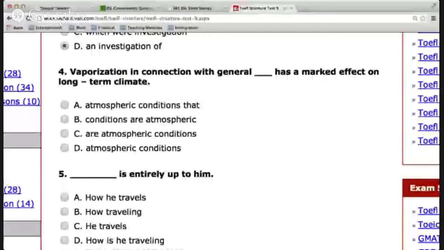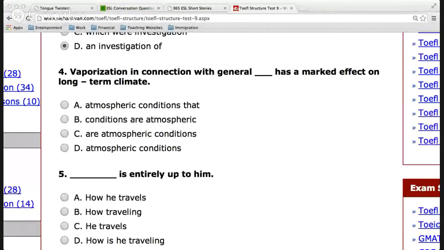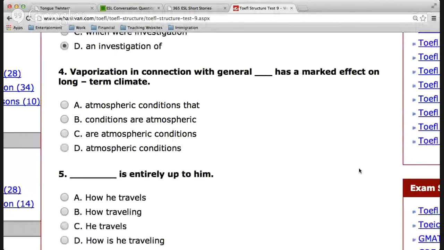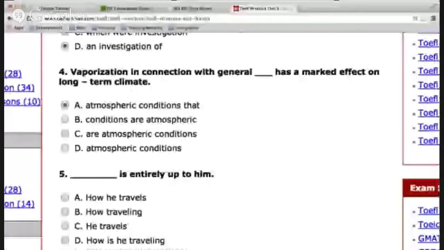Vaporization in connection with the general blank has a marked effect on long-term climate. Okay. Connection with general. Letter A. Okay, letter A. Let's try that out. Vaporization in connection with general atmospheric conditions that has a marked effect on long-term climate. Okay, what do you guys think? Letter A?